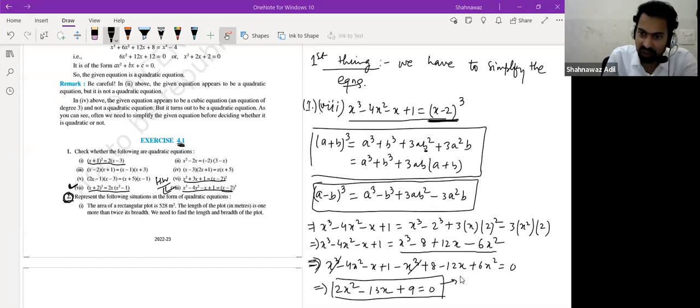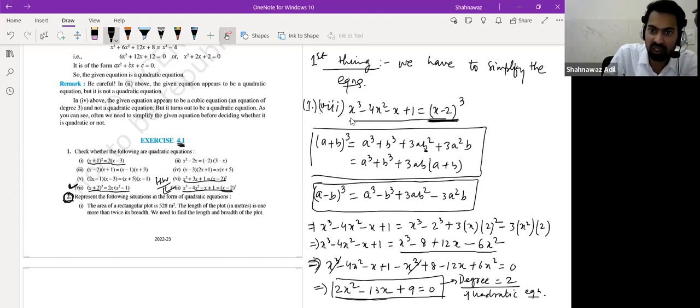So what is the degree of this equation? Two. So this is a quadratic equation, right? By looking at this equation, we see that the degree appeared to be 3, so it appeared like a cubic equation. But when we solved this further, the cube got cancelled and we are left with the quadratic one, right?